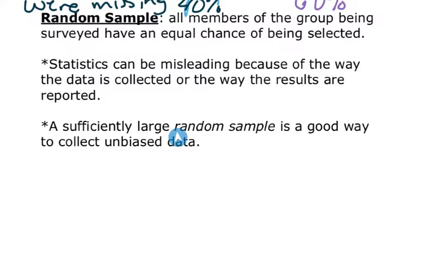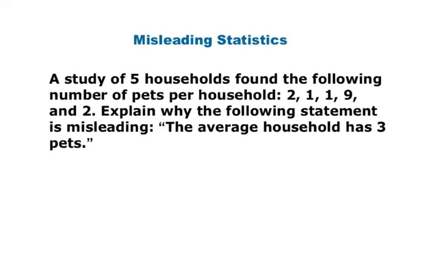So, a sufficiently large random sample is a good way to collect unbiased data. Of course, the best way would be to analyze everyone in the population, but sometimes that is not possible. For instance, that's why the U.S. Census is only given every 10 years, because we literally have to check every human in the United States, and so it ends up taking a very long time to count everyone. But of course, it is the best way to get representation of who's actually here.